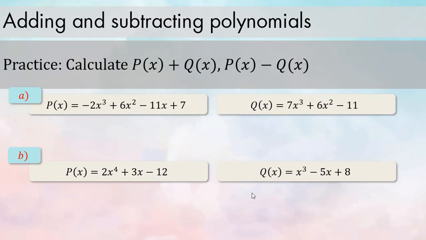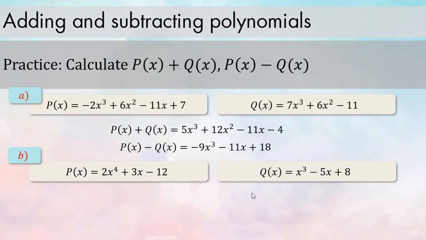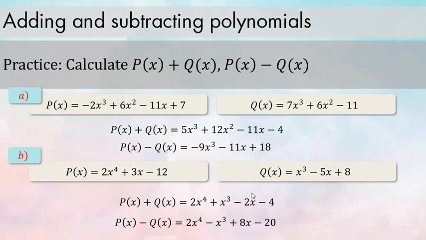All right, have you got the answers? Let's see whether you have the same answer as mine. Px plus qx, px minus qx. For the item B, px plus qx gives the answer 2x to the power of 4 plus x to the power of 3 minus x minus 2x minus 4. And px minus qx gives the answer of 2x to the power of 4 minus x to the power of 3 plus 8x minus 20. Do you have the same answers?